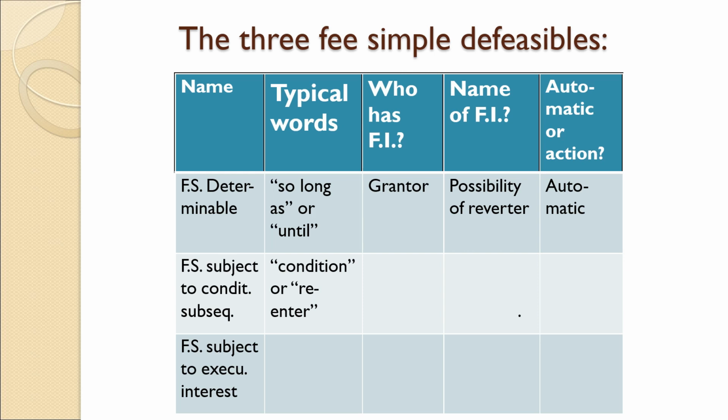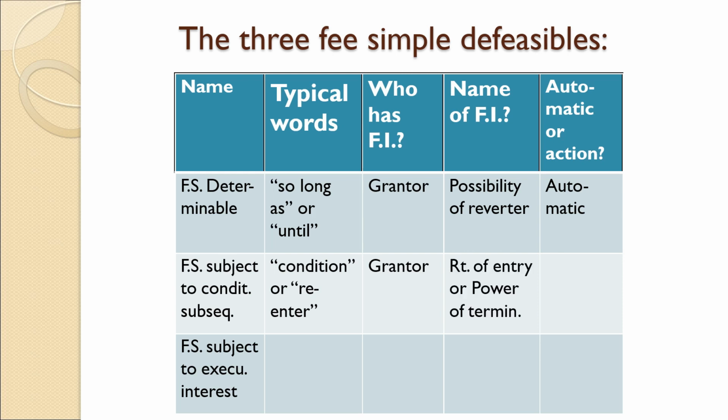Or we can put it in terms of reentering. I grant this land to A, but if the house on the property is demolished, I may reenter and take the land back. So either way, we can use either the word condition or the word reenter. Once again, who has the future interest? It's held by the grantor.